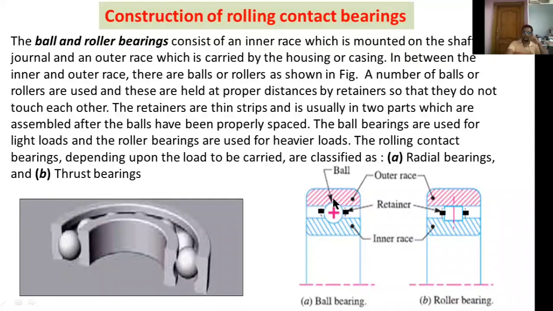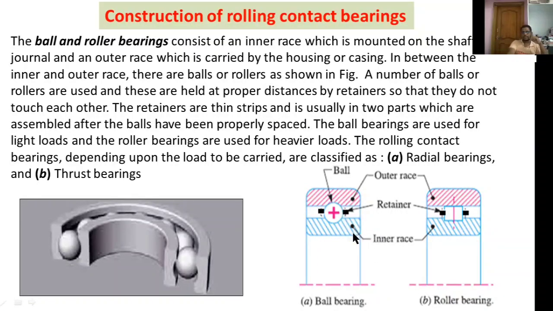This is called the outer race, which is carried by the housing or casing. In between the inner race and outer race there are balls or rollers, as shown here. A number of balls or rollers are used, and these are held at proper distances by using retainers, so that they don't touch each other.